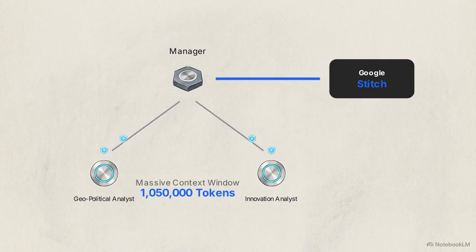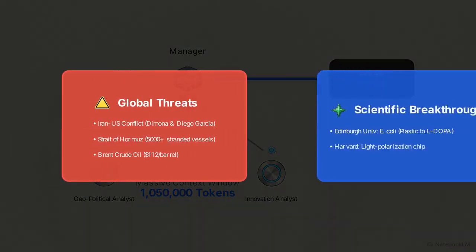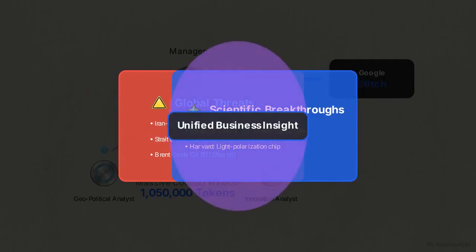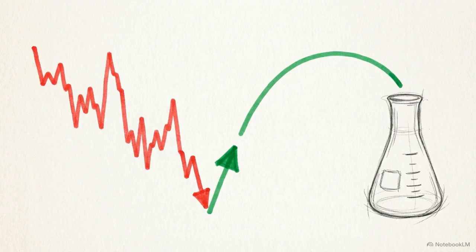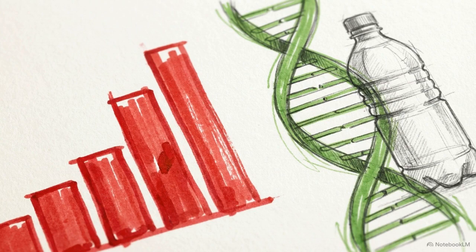Now, we initiate the workflow run. We observe the manager agent routing tasks and the workers processing that massive context window in real time. The system functions by layering global threat data against emerging scientific breakthroughs, allowing a firm to map how innovations in one sector might mitigate the macroeconomic risks in another. This digital report features our final output, a perfectly formatted enterprise briefing document. It synthesizes the oil crisis data alongside the latest synthetic biology developments.